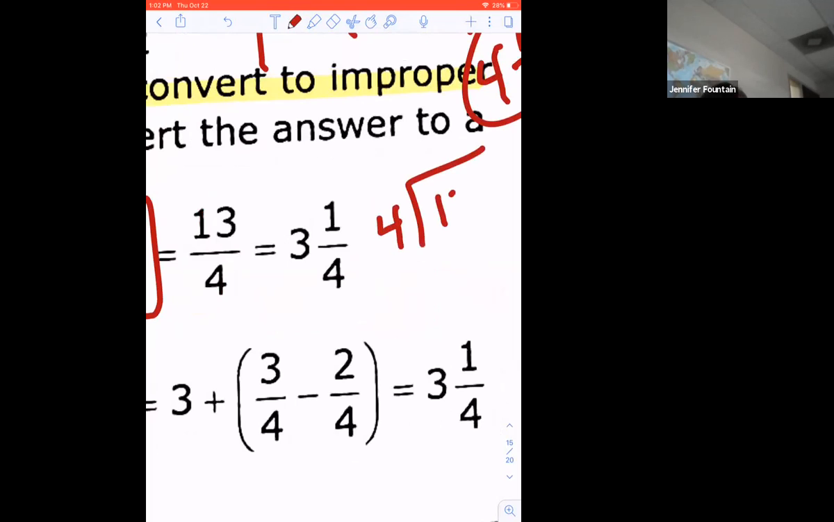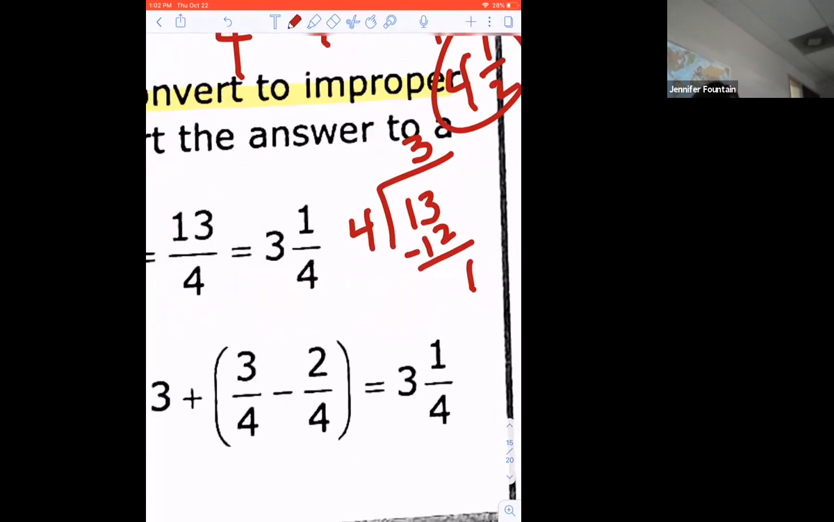So to change an improper fraction to a mixed number, all I'm doing is dividing the denominator into the numerator, or dividing the numerator by the denominator. So 4 will go into 13 3 times. 3 times 4 is 12, and I subtract, and now I've got a remainder. So notice my 3, my whole number on the top, becomes my whole number in my answer. My remainder down here becomes my new numerator, and I keep the denominator. So all I do is divide. Whatever my remainder is becomes my new numerator. My whole number is my whole number.